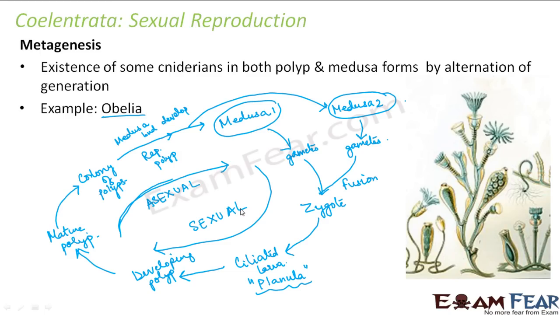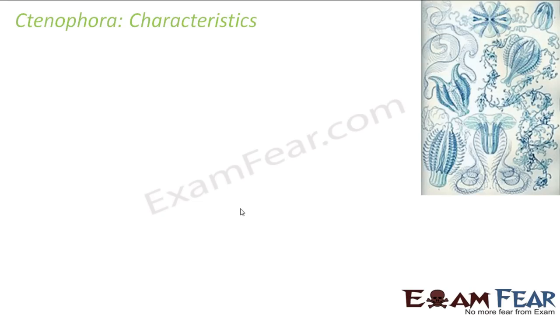Here the development is indirect, that is a larval stage is involved. So the zygote will directly not form the mature individual. It will form an intermediate larva which is known as planula, and that planula will further grow to form the polyp. So this was about the reproduction of coelentrates.